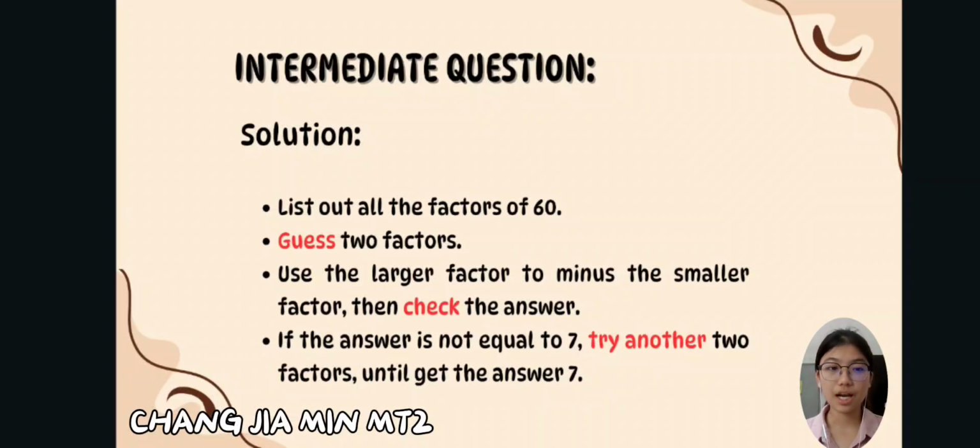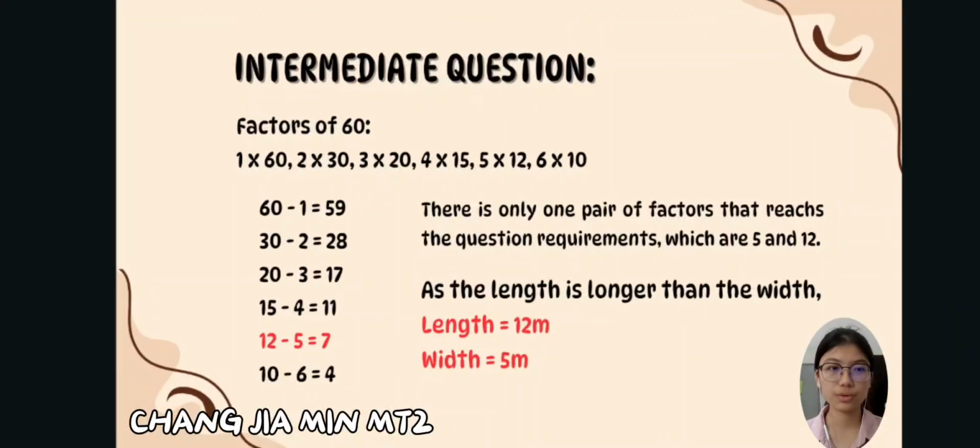So we need to use the larger factor to minus the smaller factor, and then we check the answer. If the answer is not equal to 7, we need to try another 2 factors until we get the answer 7. So these are our answers. We got 6 pairs of factors of 60, but only 12 minus 5 is equal to 7. So, there is only one pair of factors that reaches the question requirement, which are 5 and 12.